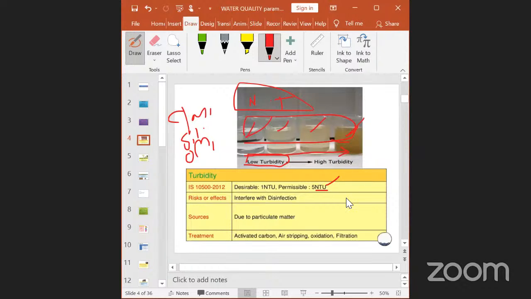You see, this is also in the Indian Standard IS 10500, of the year 2012: desirable limit 1 NTU, permissible limit 5 NTU. The risks and effects are that it interferes with disinfection, and the source is particulate matter. Treatment is activated carbon, air stripping, oxidation and filtration. So this is turbidity.